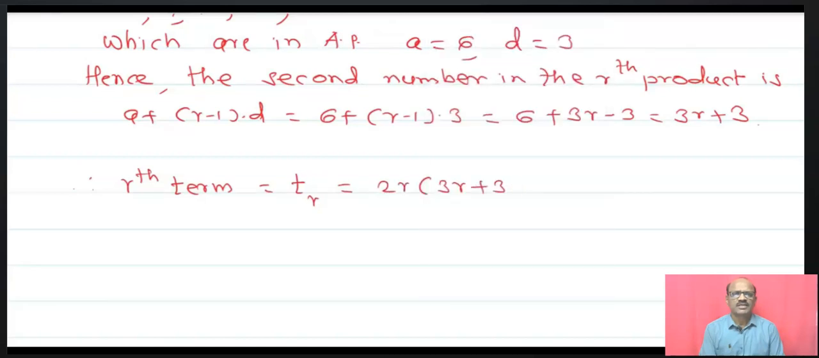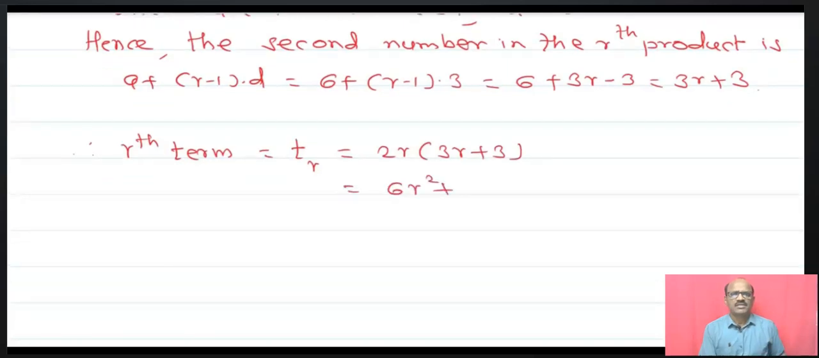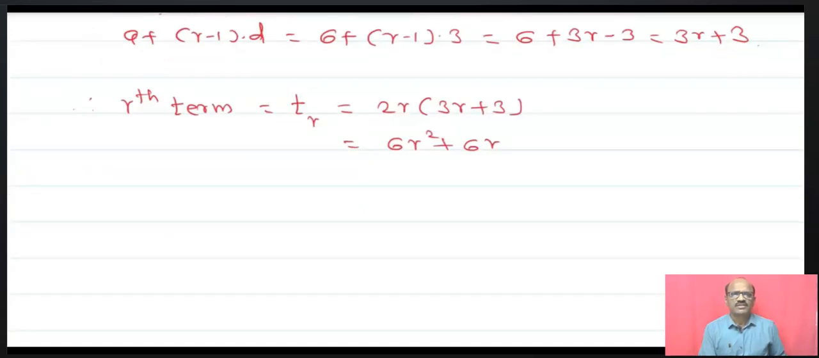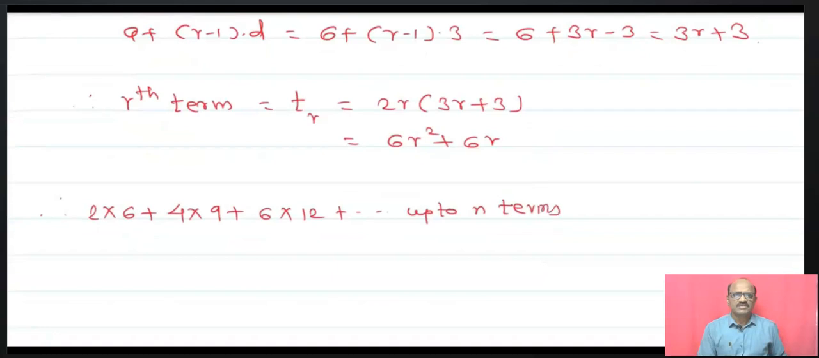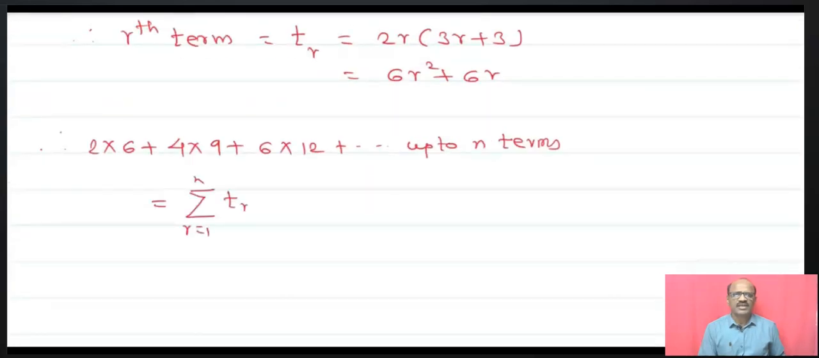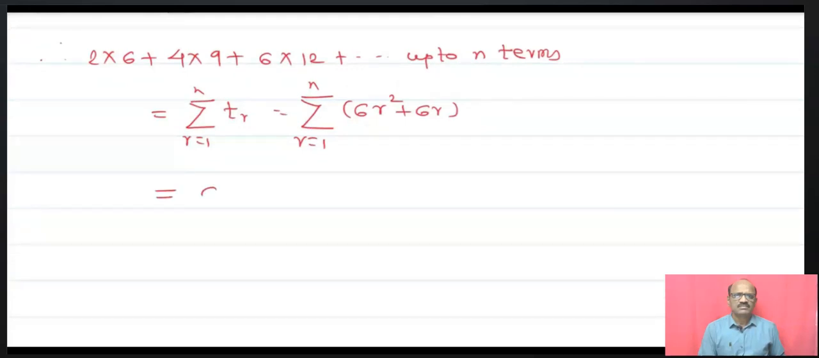2R in bracket 3R plus 3. Therefore, that is 6R square plus 6R. Therefore, the terms and now the given sequence is written in this manner. That is 2 into 6 plus 4 into 9 plus 6 into 12 up to the n term. That is summation to the n term, that is equal to summation r is equal to 1 to n of 6r square plus 6r. We can take 6 as a common. That is r is equal to 1 to n, 6r square plus 6r. Therefore, 6 summation r is equal to 1 to n, r square plus r.